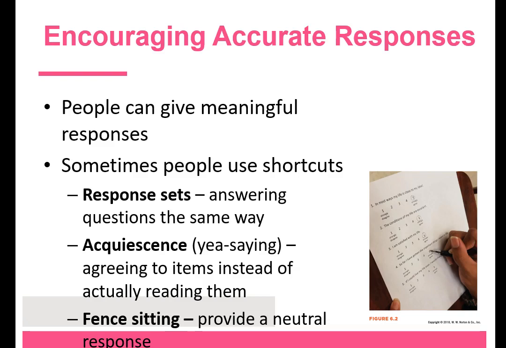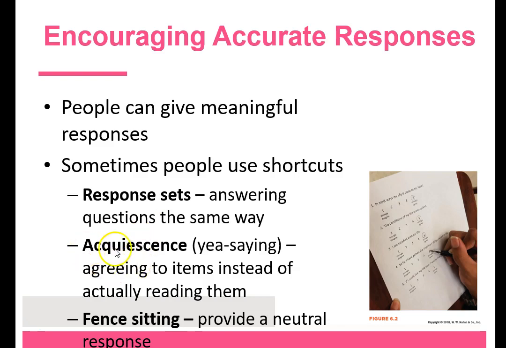Encouraging accurate responses. You want people to give accurate responses. Of course, there's always the chance that people will mislead you purposefully or non-purposefully on their self-report surveys. Sometimes people use shortcuts. They may or may not know they're doing so, and this is sometimes called a response set. That means people sort of answer questions the same way.